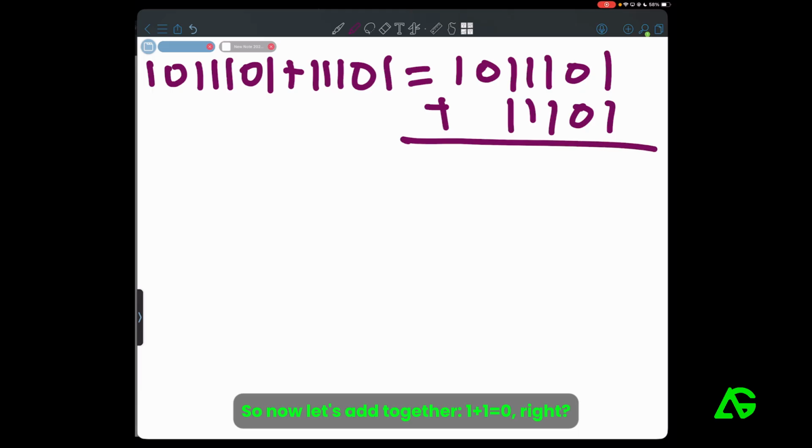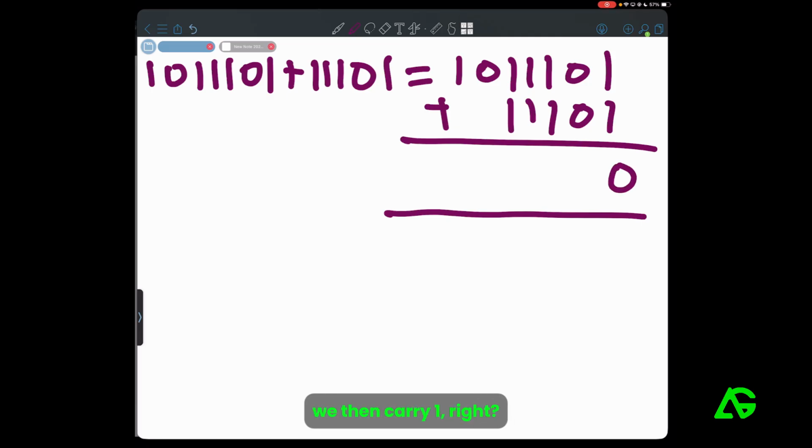So now let's add together. 1 plus 1, 0, right? So that will be 0. We then carry 1, right? So this is the 1 that we carry. So 1 plus 0 plus 0, 1, right? 1 plus 1, that will be 0. Then we carry 1. So 1 plus 1 plus 1 will be 1, carry 1, right? 1 plus 1 plus 1 is 1, carry 1, right?